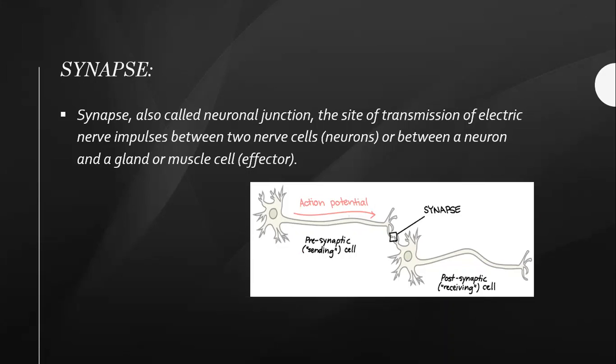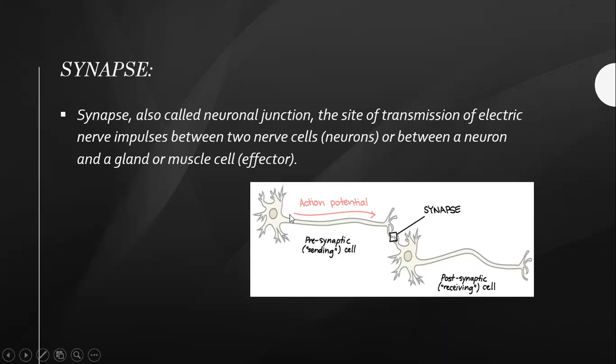These synapses consist of three elements. One, the presynaptic membrane, which is formed by the terminal button of an axon. Two, the postsynaptic membrane, which is composed of segment of dendrites or cell body. And three, the space between these two structures, which is called the synaptic cleft.